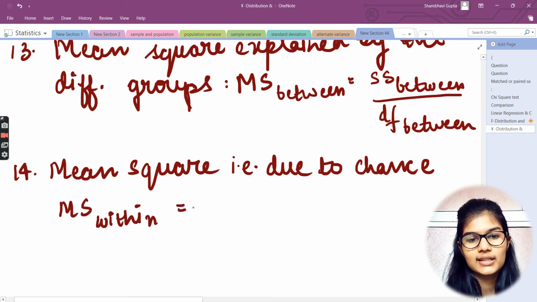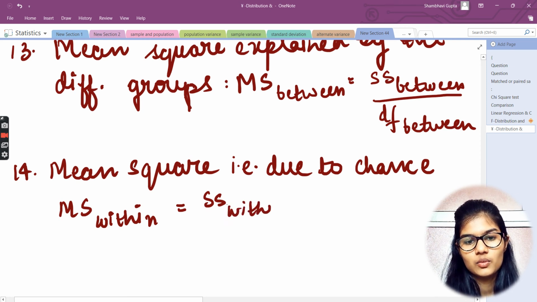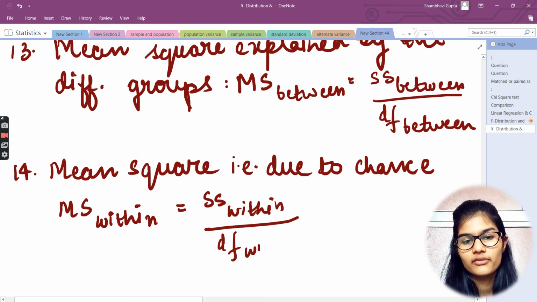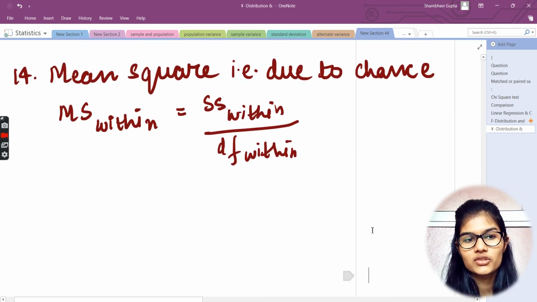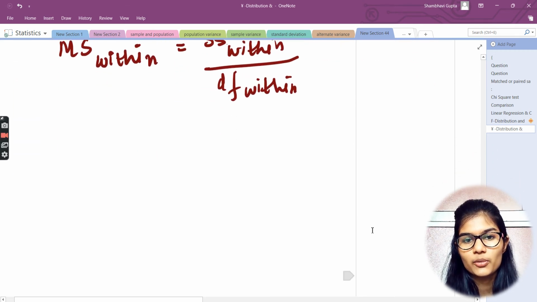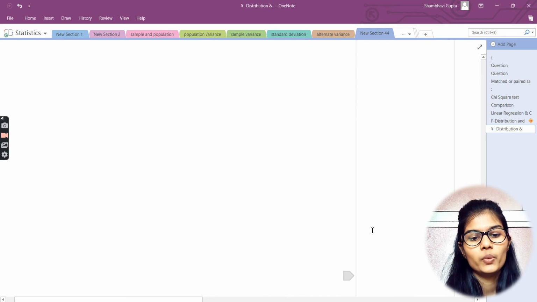So MS within is equal to SS within divided by df within. Fine. So here as well, we have the mean square that is basically due to chance, which is MS within equal to SS within upon df within. Fine. Now MS and df can be written in another way.